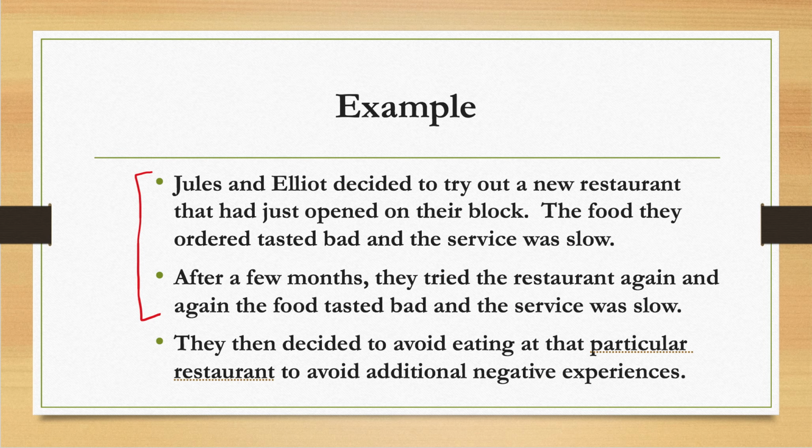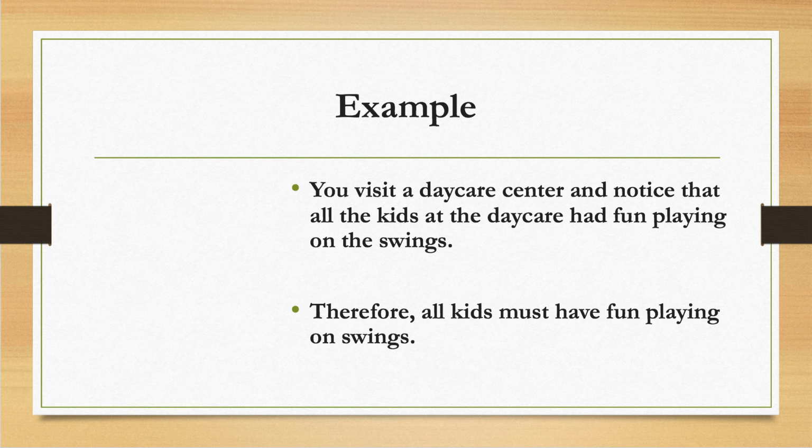Once they've done that, the third bullet says they decided to avoid eating at that particular restaurant to avoid additional negative experience. So this is what happened to them in the past, and because of that, they drew this conclusion. The food was bad in the past. Their conclusion was that it's always going to be bad and they don't want to eat there anymore. That is inductive reasoning. Let's look at another example.